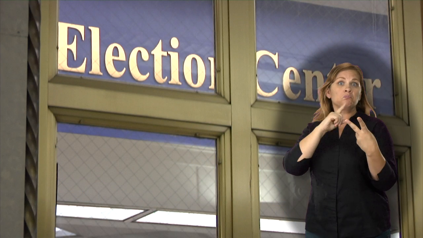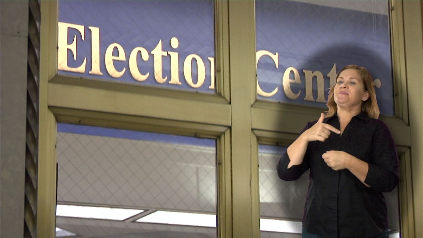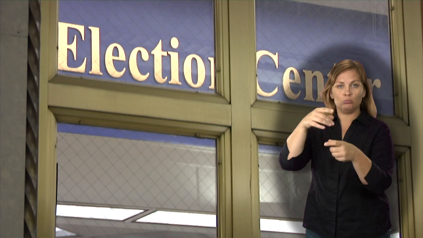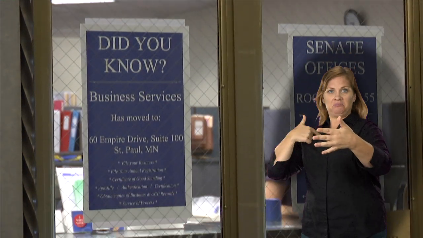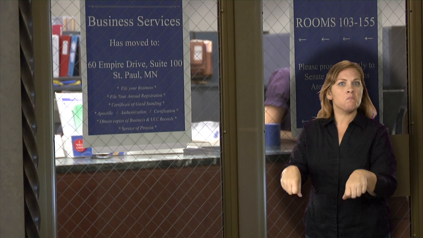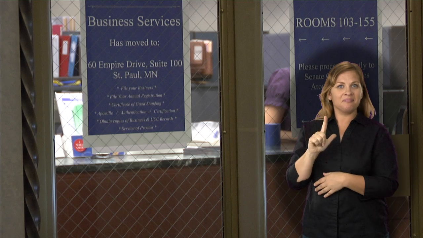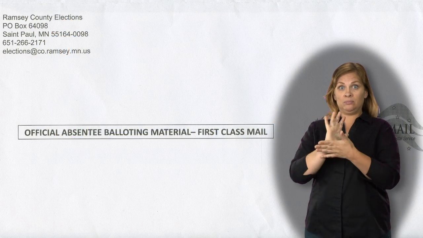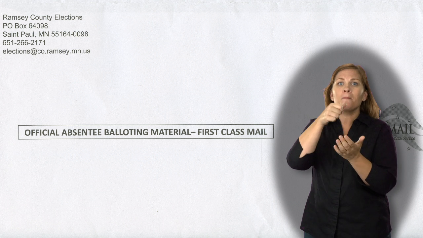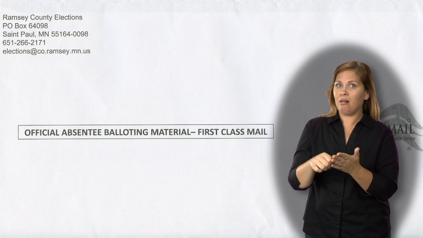Or you can go to your local elections office and vote there in person. In-person voting is available beginning 6 weeks before Election Day. A staff member will give you a ballot when you get there. This video focuses on receiving a ballot in the mail and applying for it using a paper form, not using the online tool to apply.